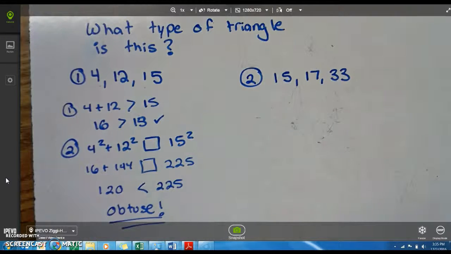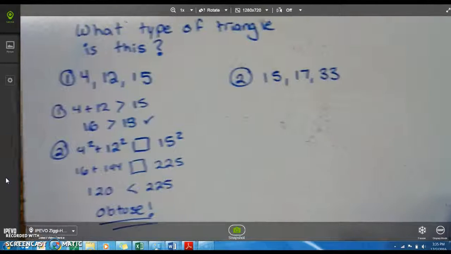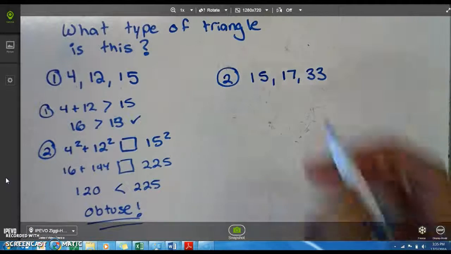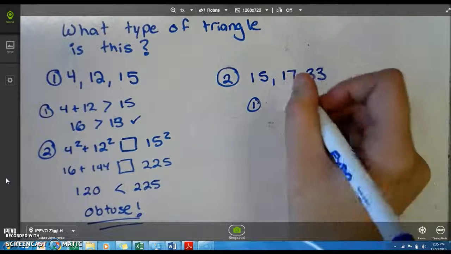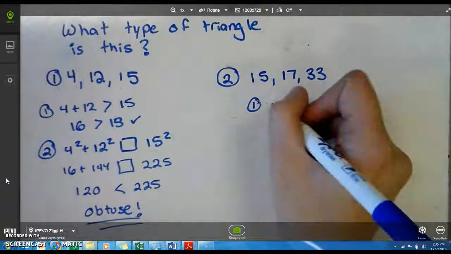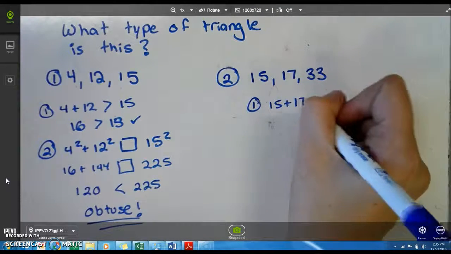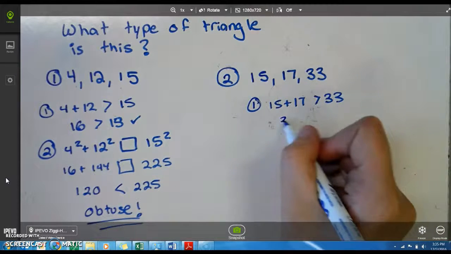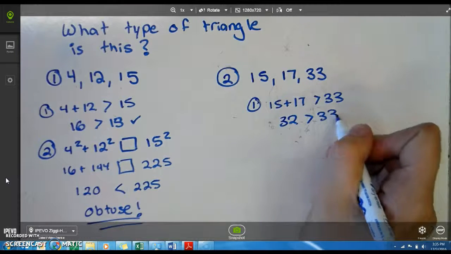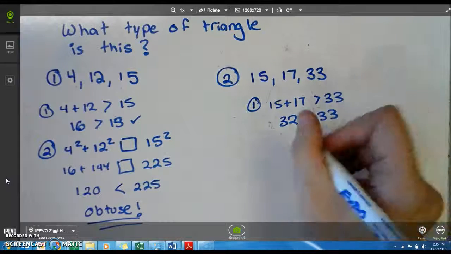Okay. Now I'm going to do number 2. Let's find out if this is a triangle first, right? I always do this. If you skip this step, you may find out that this was a big triangle when it couldn't even be a triangle. So let's try 15 plus 17 is greater than 33. 32 is greater than 33. That is not true. Not a triangle.